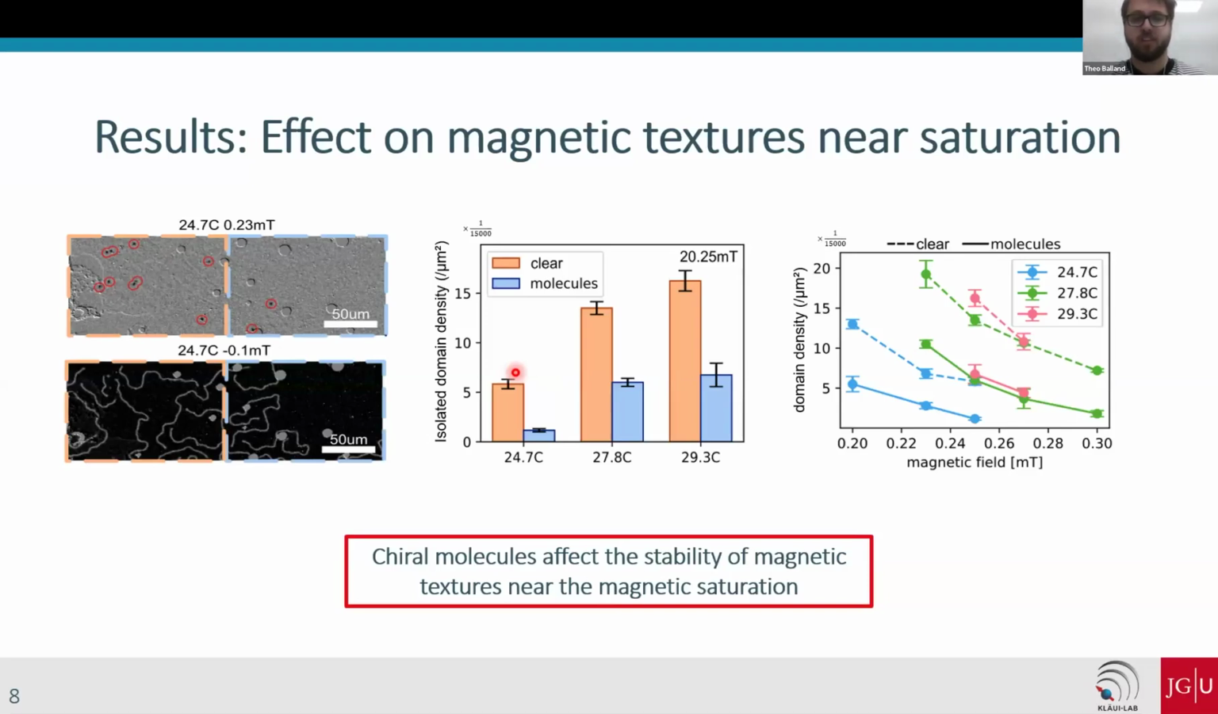And we see that in the area covered with molecules, there are fewer stable Skyrmions than in the area without molecules here. And it seems that increasing the temperature also increases this difference. So these results would suggest that the chiral molecule influences the Skyrmion density and stability, and it acts the same for small isolated domains.